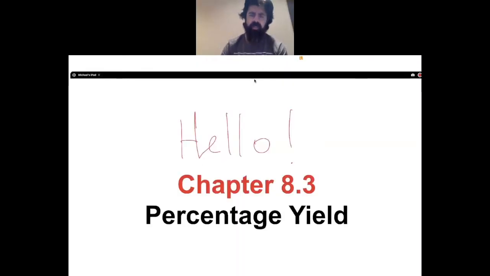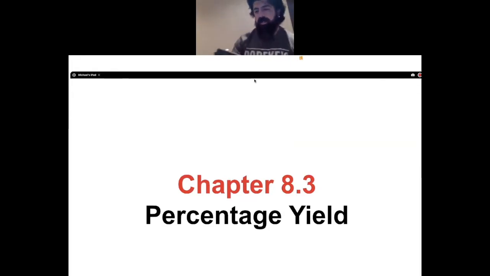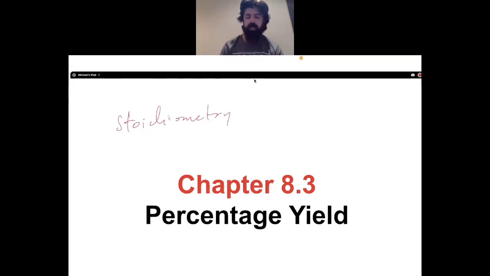So good evening, everyone. We are in the last subchapter of Unit 2 this evening. It's a very short lesson. In fact, it really just carries over from what we've done in 8.1 and 8.2. Remember that in 8.1, we looked at stoichiometry, and in 8.2, we looked at limiting reactants.